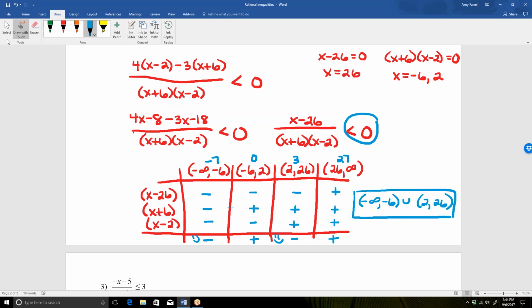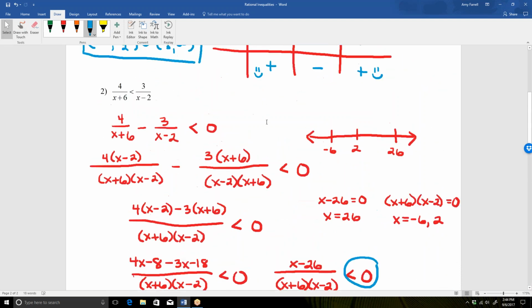Okay, now if you want to see, the graph would look like this. But again, you don't have to graph unless you feel like it helps. But we found that this interval of numbers is part of the solution set as well as this interval of numbers here. So that's what our graph would look like.